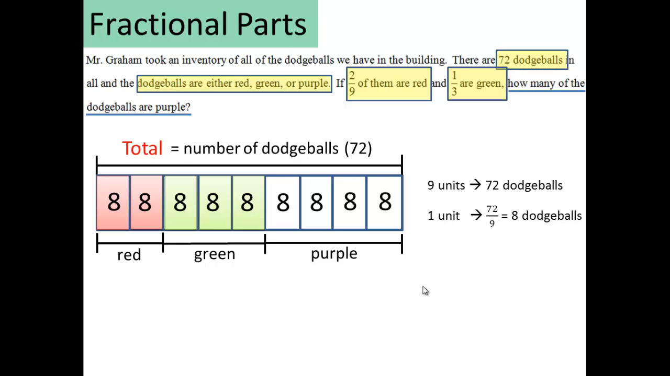So we've now made a fully labeled bar model, so we can easily answer the question of how many of the dodgeballs are purple. Here's the purple over here. So that's 8, 16, 24, 32, and you're done. 32 of the dodgeballs are purple. In this problem, we knew what the total is. But you could still do it if you don't know the total as well.